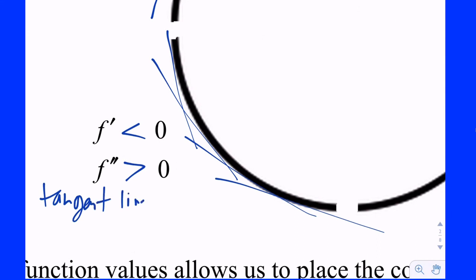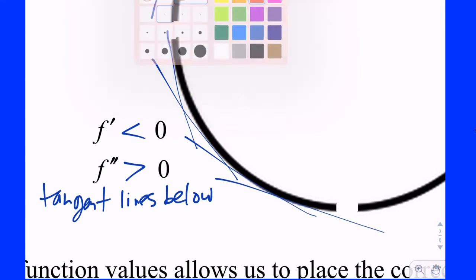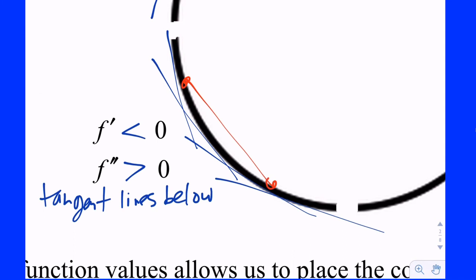Good. So if you look at your tangent lines, now your tangent lines are where in relation to the curve? Tangent lines are below the curve because it's concave up. And notice the slopes are increasing. They're becoming less negative. Does that make sense? And the secant lines are where in relation to the curve? Above. So everything's switched now. The secant lines are above.